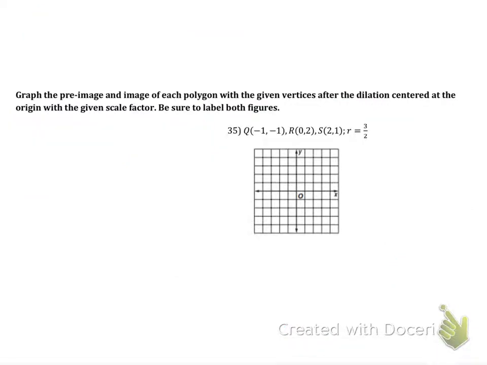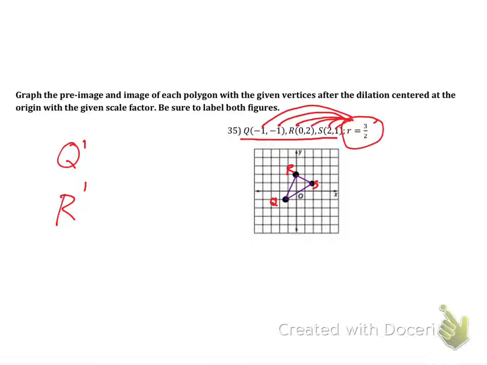And then 35, graph the pre-image and image of each polygon with the given vertices after the dilation centered at the origin. So let me graph this real quick. So that's what it looks like after I have graphed these points. And then our scale factor is 3/2. Because it's 3/2, we're just multiplying each one of these, and we're going to get new points. So we're going to get our Q prime, R prime, and S prime.